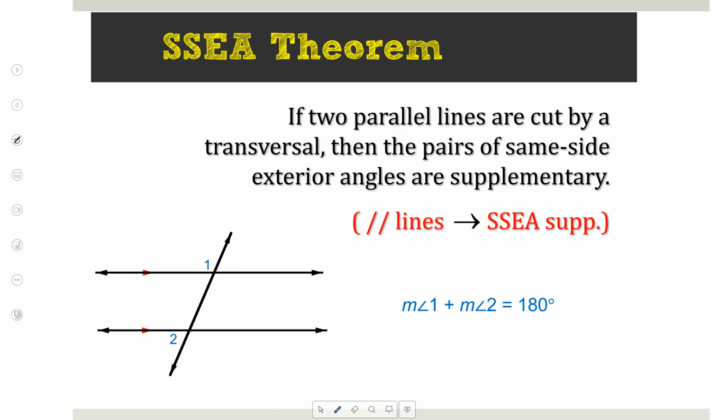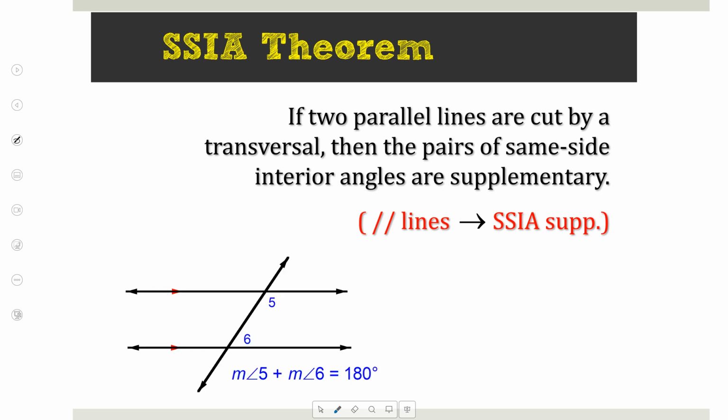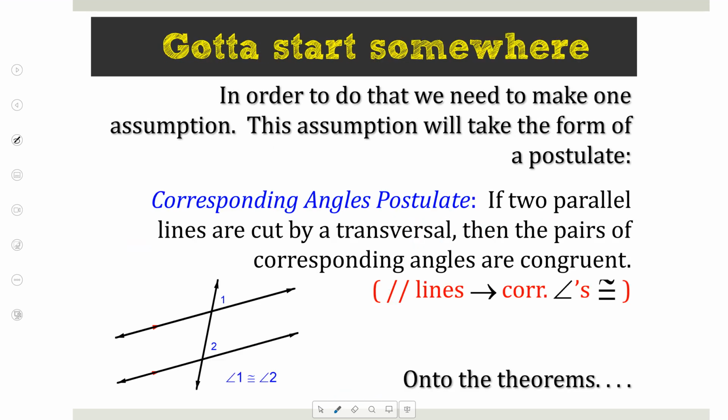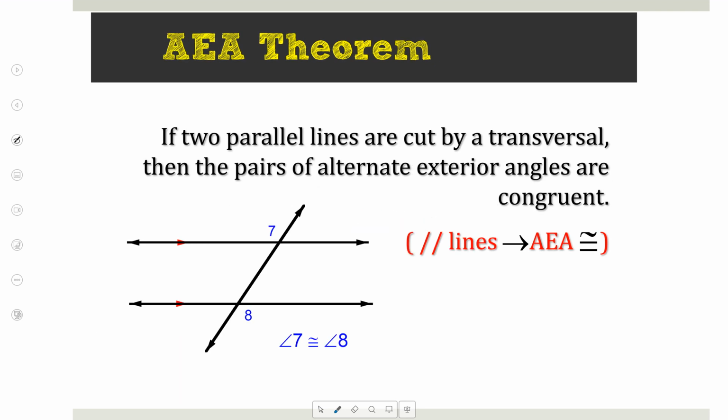Okay, which gets us to this now. Nope. Where is it? Where's my alternate exterior? Ah, there it is. I knew we'd get there eventually. So I wanted to do all the congruent ones first. Corresponding, alternate interior, alternate exterior are all congruent.